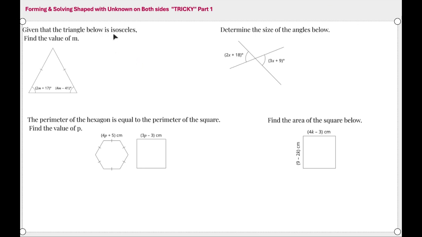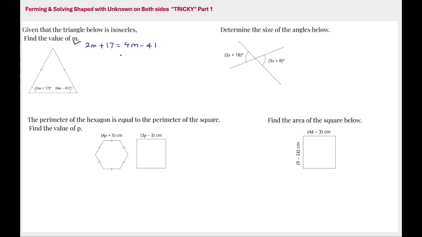Given that the triangle below is an isosceles, find the value of m. So I've got my value of m. We know that they're the same size. So what I'm going to do is 2m plus 17 equals 4m minus 41. So I need to find out what m is, and to do that we're going to do usual algebra.